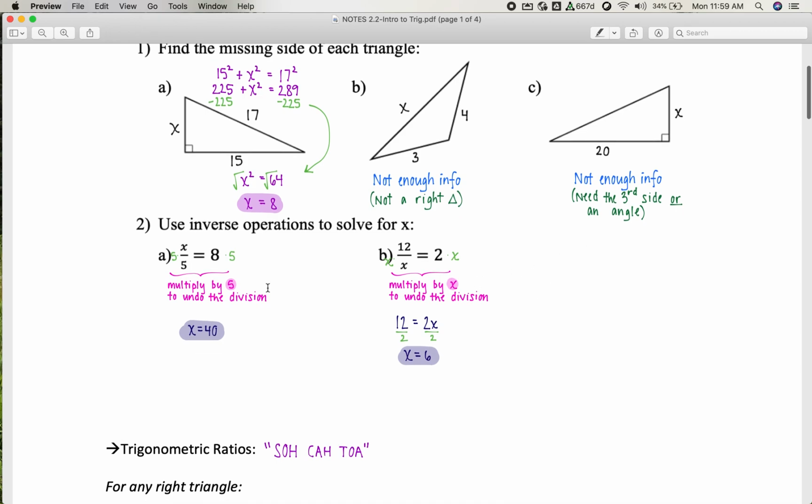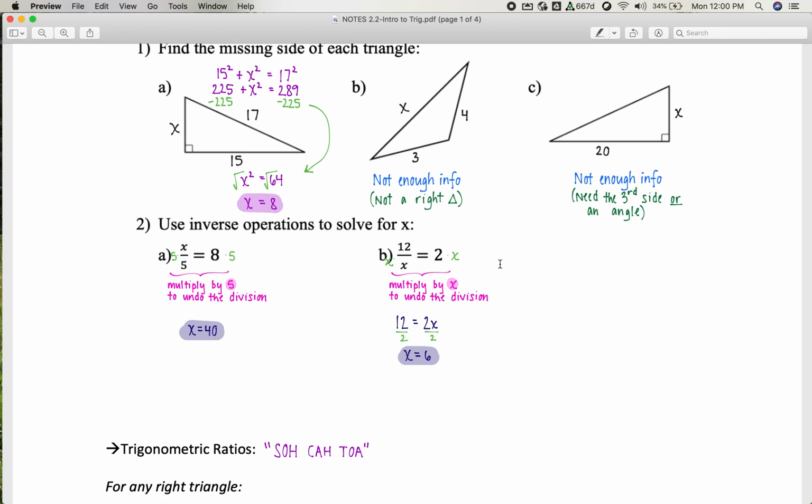I also wanted to take just a minute to review a couple basic algebra moves that are useful when we're trying to isolate the x, when we're trying to solve an algebraic equation. In this first problem here, you'll notice that x is being divided by 5. So we can simply multiply both sides of the equation by 5 to undo the division. The 5's cancel, and now we know that x is 40.